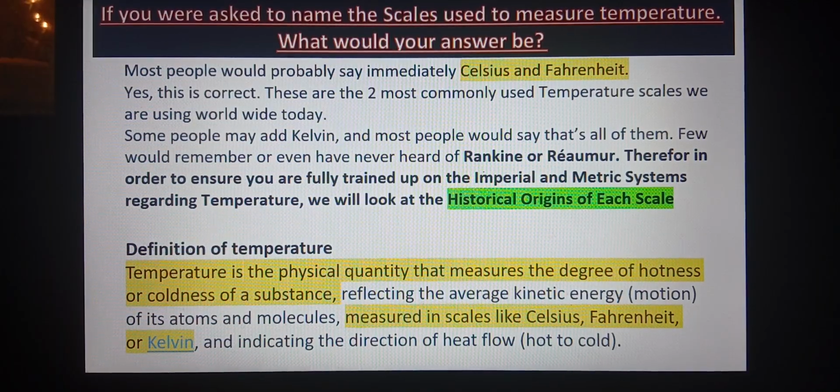Therefore, in order to ensure that you are fully trained up on the Imperial and Metric systems regarding temperature, we are going to look at the historical origins of each scale. The definition of temperature is the physical quantity that measures the degree of hotness or coldness of a substance, reflecting the average kinetic energy or motion of its atoms and molecules, measured in scales like Celsius, Fahrenheit, or Kelvin, indicating the direction of the heat flow, hot to cold.